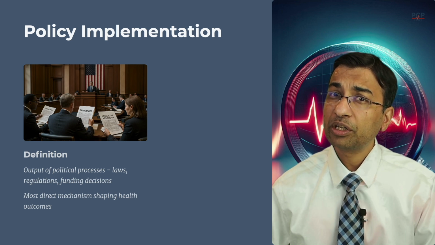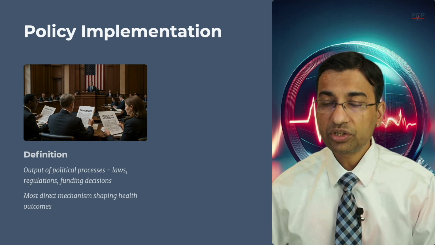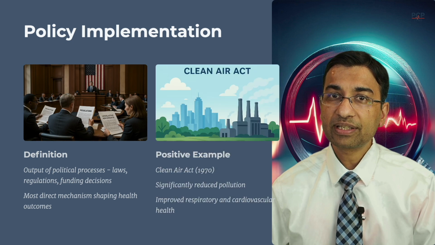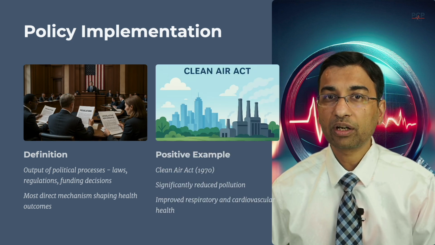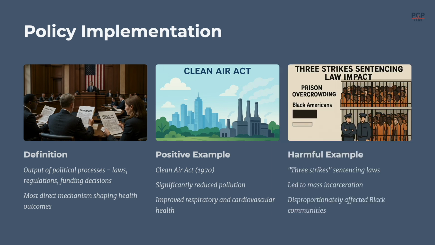And the last determinant is policies enacted by the government, which affect health directly. So for example, the Clean Air Act led to reduced pollution, which improved respiratory and cardiovascular health. Another example is a three strikes sentencing law, which was designed to deter crime, but instead led to mass incarceration and disproportionately affected Black communities.